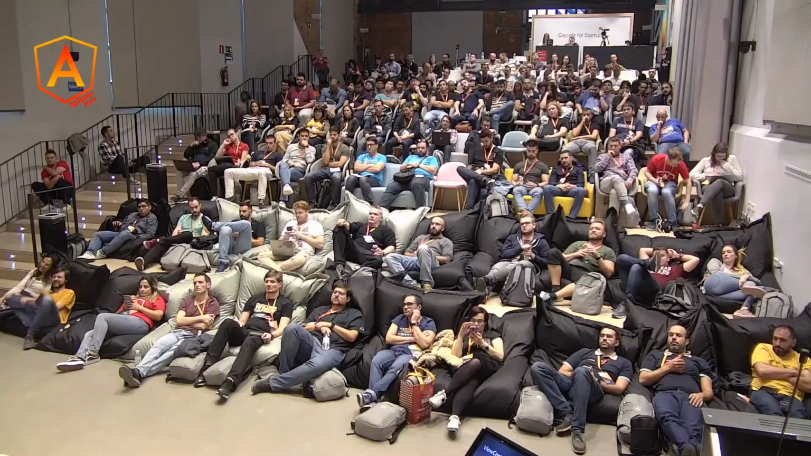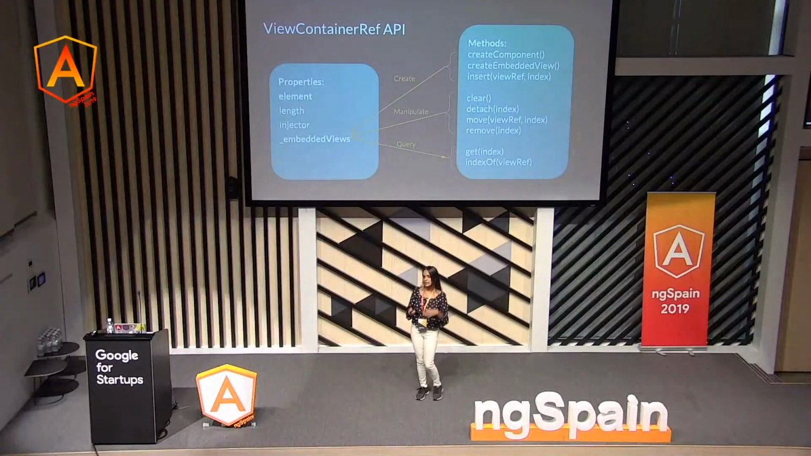So, okay, we have methods to clear the view, which will remove all the dynamically created views by this instance, or to remove an individual one. We can query it using get and indexOf. And another important thing to mention here is that the element property references the anchor element, so that the view container will know where to render the dynamically created views. And in a structural directive's case, the anchor is the ng-template.